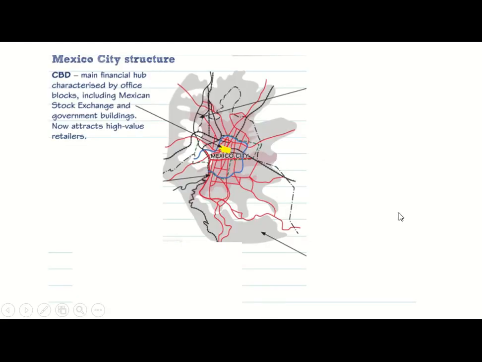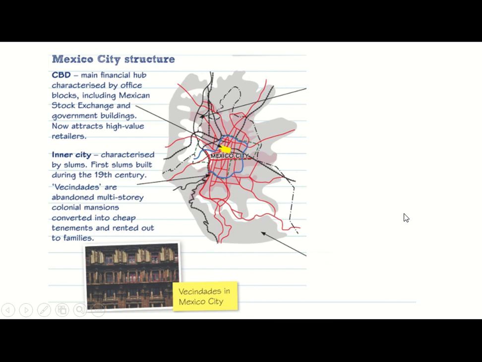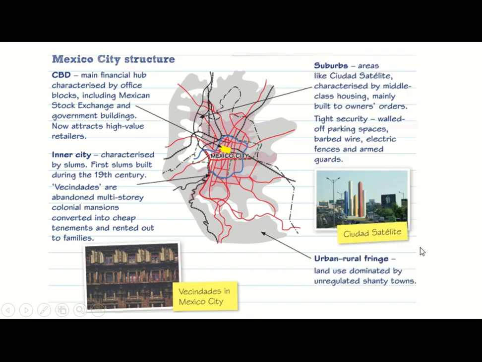Structurally speaking, Mexico City again has the CBD, the inner city, the suburbs and the rural urban fringe, just like Norwich, but the characteristics are slightly different. In the rural urban fringe, Norwich is very rural. It's got airports and a couple of roads, but it's mostly countryside. Whereas in Mexico City, it's dominated by your shanty towns, by the shanty towns that grow there, and that's because of this rapid rural to urban migration that's taken place. So again, I'm going to leave this on the screen for you to pause and make notes at your own leisure.